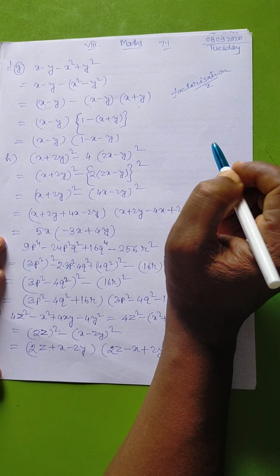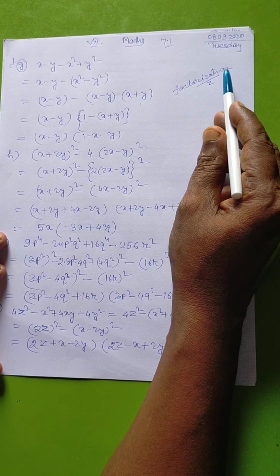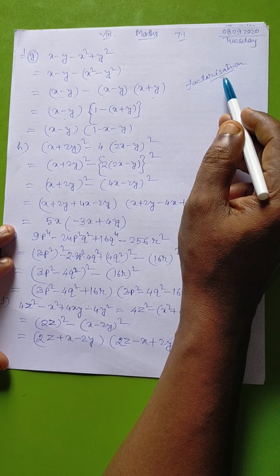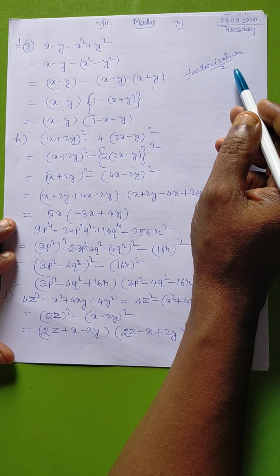This chapter is factorization. You see the spelling, factorization. In place of S, sometimes you will see Z. Both are correct. Clear?